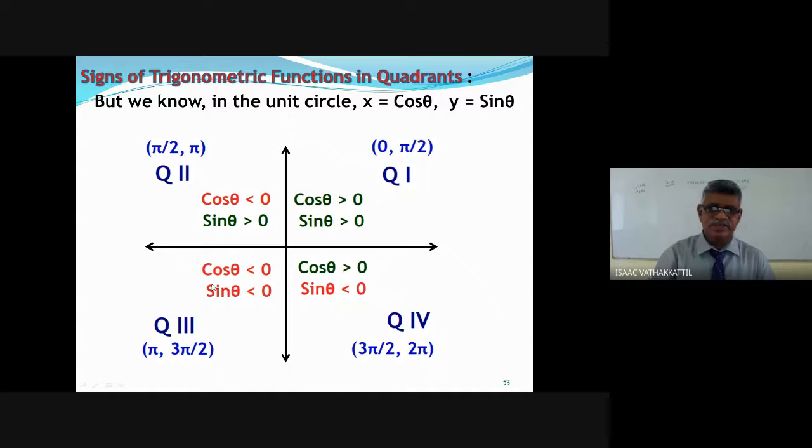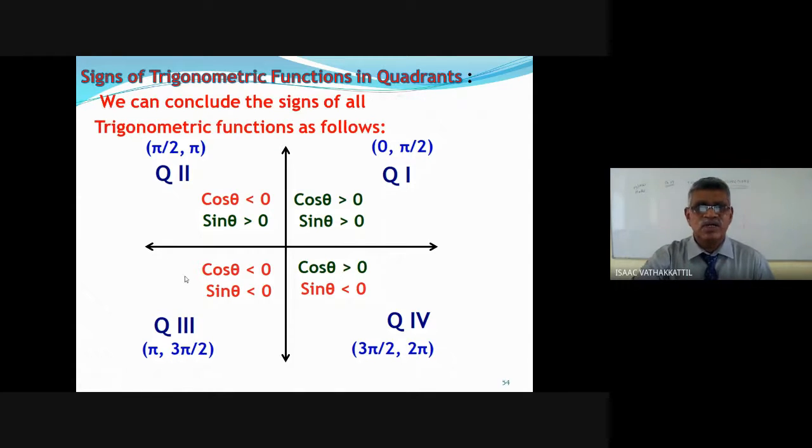You have to remember this. In first quadrant, both sin and cos are positive. That means in the first quadrant, all are positive. Sin theta and cos theta are positive. Tan theta is sin theta by cos theta, that is positive. Cot theta, reciprocal of tan theta, positive. Sec theta, reciprocal of cos theta, positive. Cosec theta, reciprocal of sin theta, positive. We can say all positive in quadrant 1.